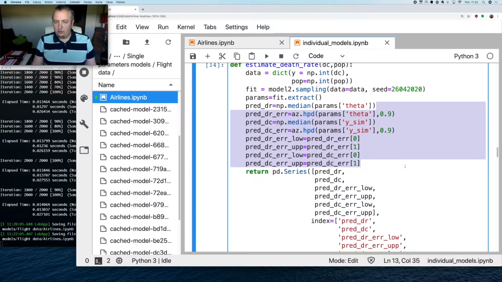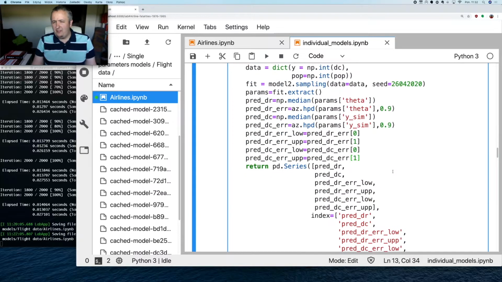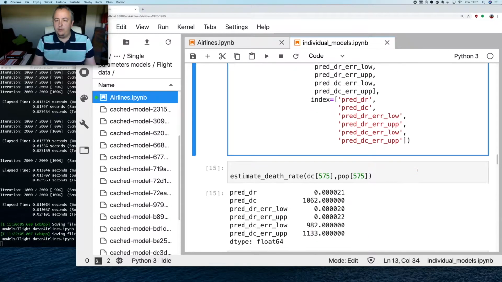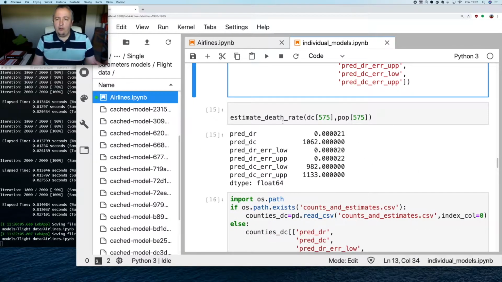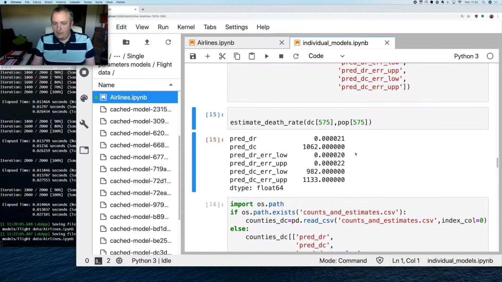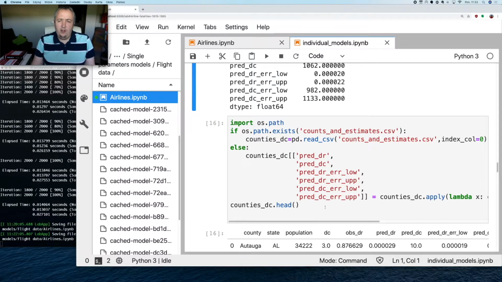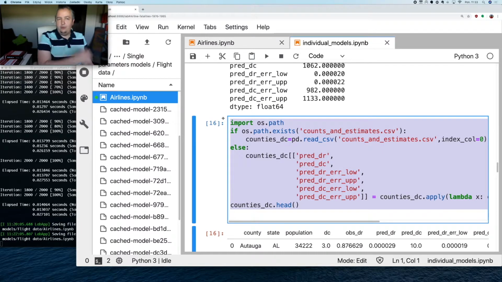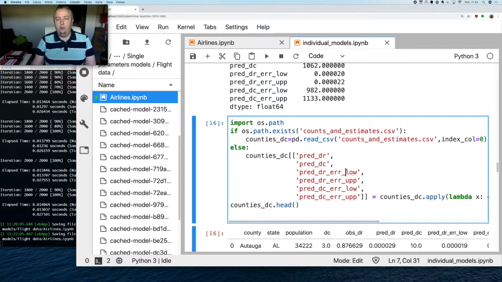We have this situation here. We just create this data frame. It doesn't look too pretty, but it fulfills its purpose. For example, for this county from before, we can predict the death rate and the death count, with error bars for each value, getting the lower and upper bounds of the confidence interval. When you try to run this code, you won't be provided with this file, so the function will be called and applied to our data frame.